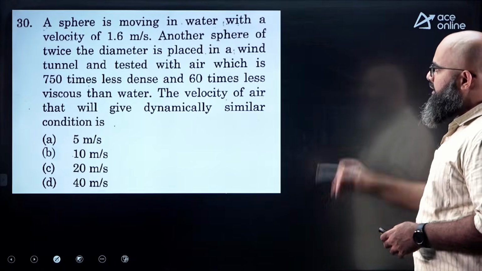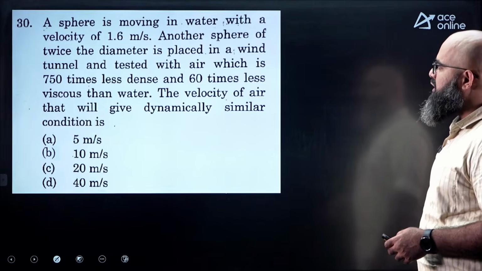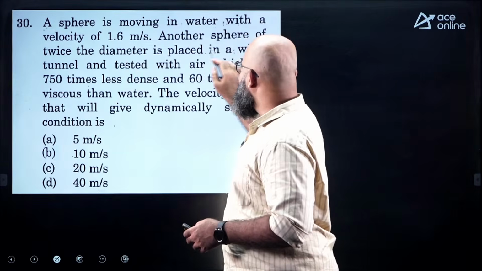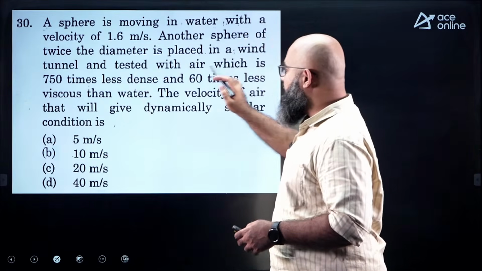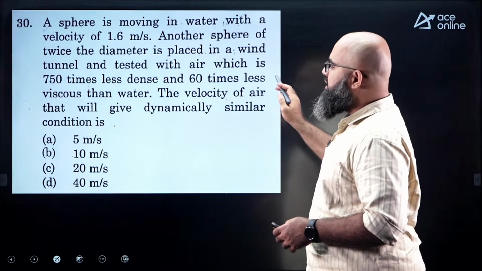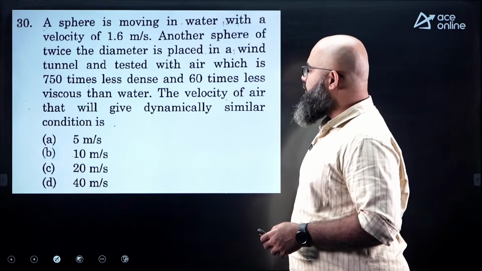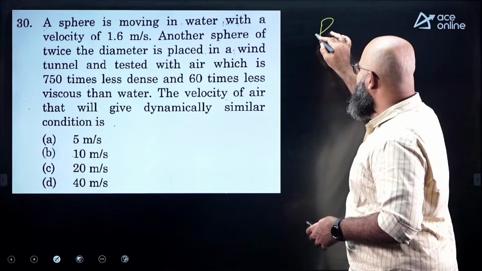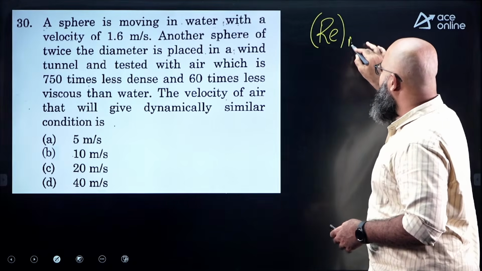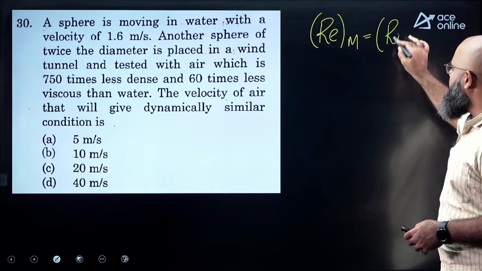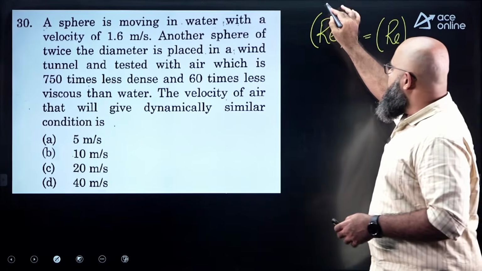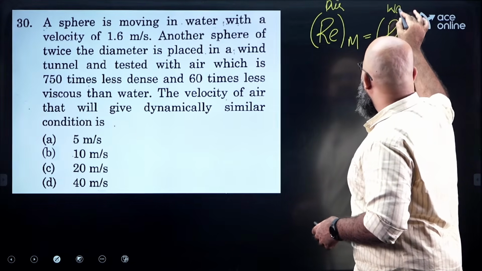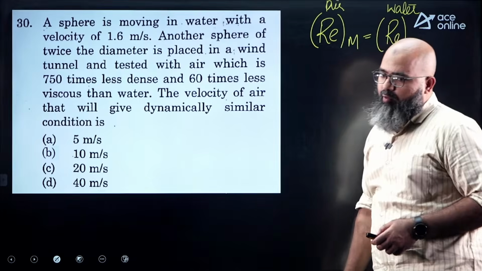Moving further, the question says a sphere is moving in water with a velocity of 1.6 meter per second. Another sphere of twice the diameter is placed in a wind tunnel. It is 750 times less dense and 60 times less viscous than water. The velocity of A that will give similar dynamic condition is what? Over here we have to apply dynamic similarity, using Reynolds number for model equal to Reynolds number for prototype. Mind you, air flow over here is model flow and water flow over here is prototype flow.